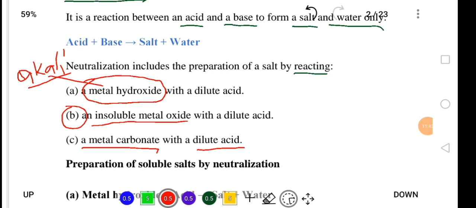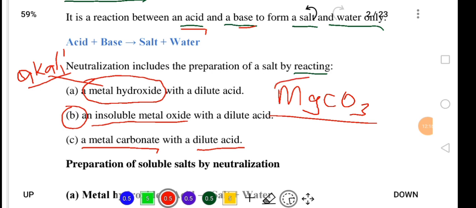Now, we need to understand something scientifically. When we say metal carbonate, for example, magnesium carbonate, here I am going to explain why a metal carbonate can be used to prepare a soluble salt. Because there are questions like, since we are talking about the reaction between a base and an acid, why are we using a metal carbonate? Is a metal carbonate a base? That is a very normal question.